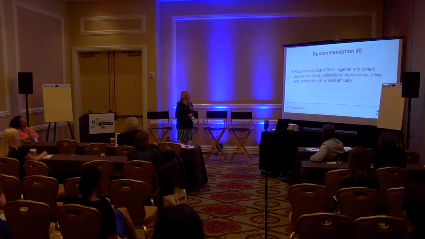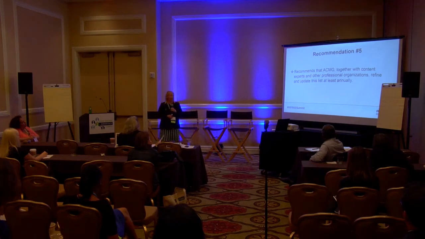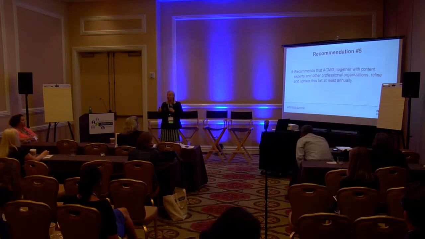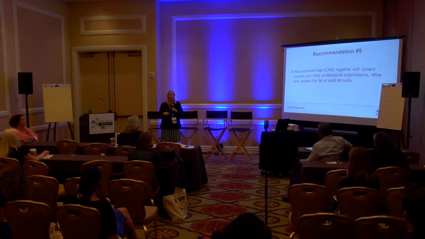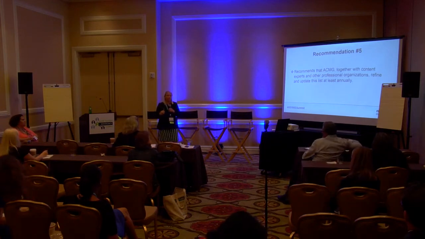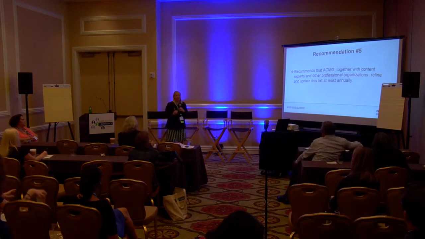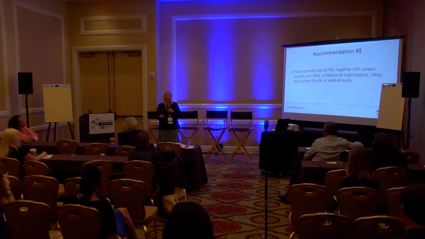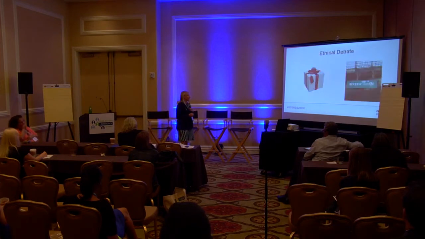And then finally, it recommends that the ACMG, together with content experts and other professional organizations, refine and update this list annually. And this is because, as we've heard many times throughout the conference already, genetics is changing rapidly. So every year, we're having new genes that are being associated with disease. There are new guidelines, new treatments that are becoming available. So as we know this information and we're learning about this, we should be updating that 56. And already, since the guidelines came out in 2013, there have been other genes that are now considered actionable that are being added to expanded lists.